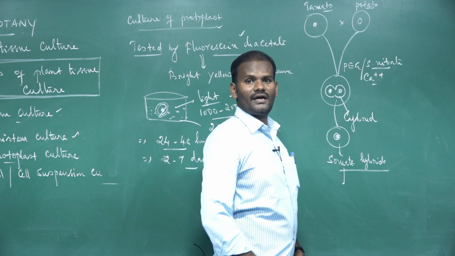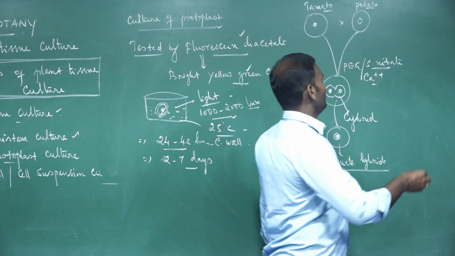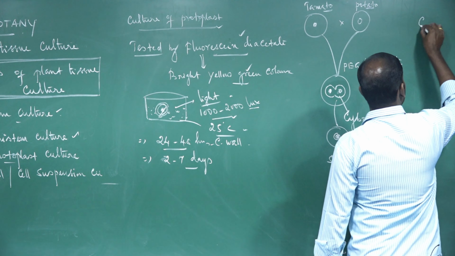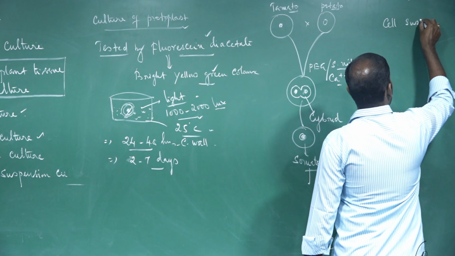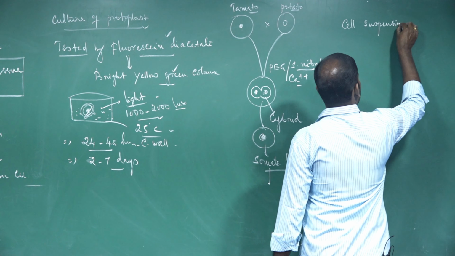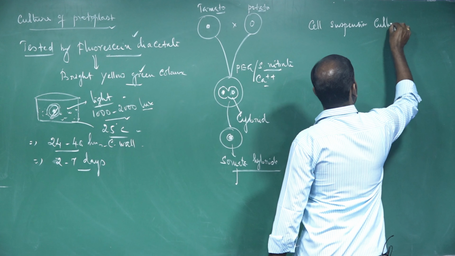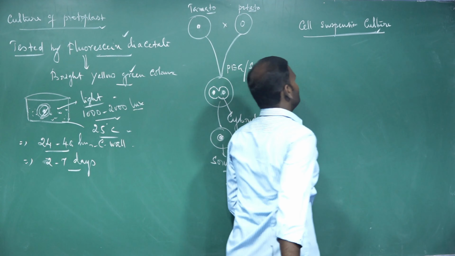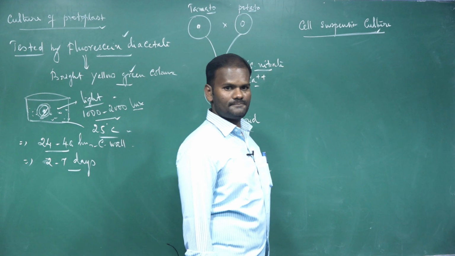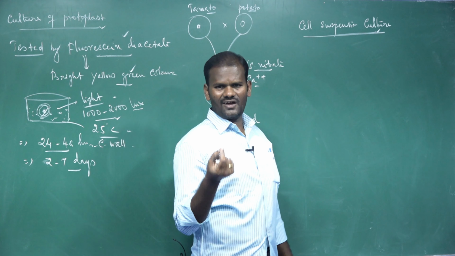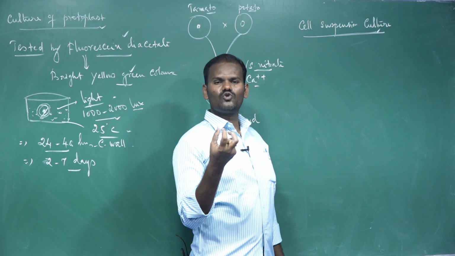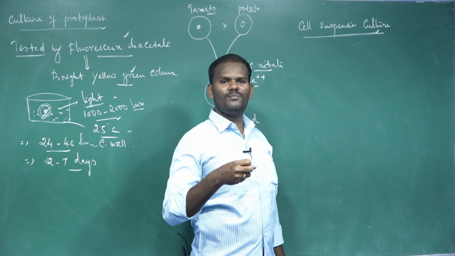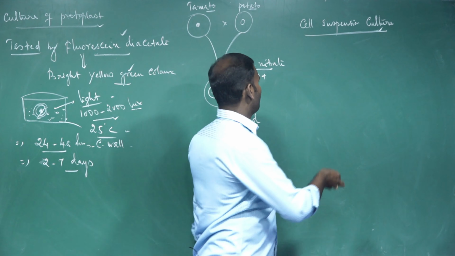Selection of somatic hybrid cells. The last technique: cell suspension cultures. What are cell suspension cultures? Culturing of single cells or a group of cells on a liquid medium, not on the agar medium.